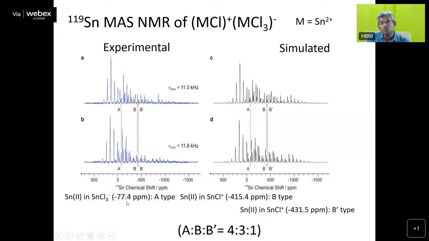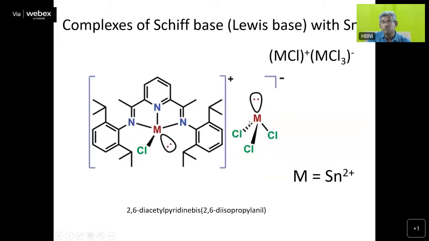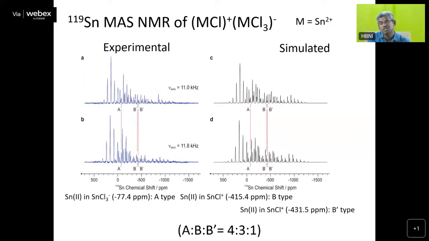One at minus 77.4 ppm, which is characteristic of the SnCl3, which is nothing but this structural unit. And there are two peaks which are coming for this tin, which is crystallographically two different tin atoms are there. That is why we get two different peaks. But you can see the complexity, how complex it is.